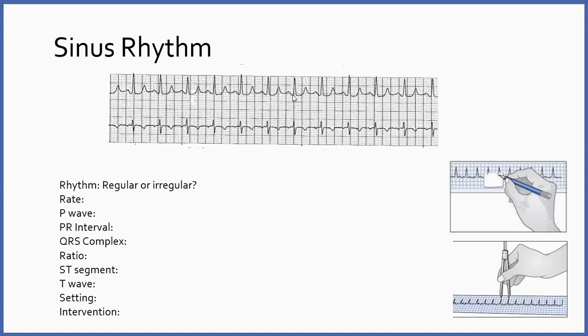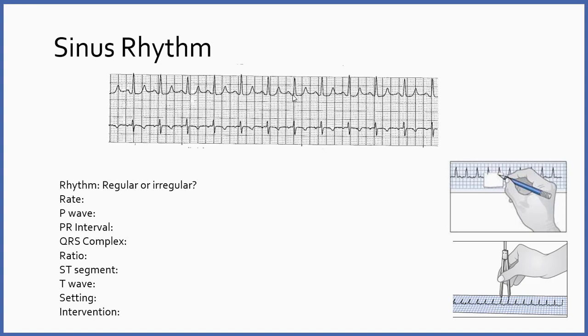So if it's 4.5 baby boxes, that would give me a PR interval of 0.18 seconds. Remember, each baby box represents 0.04 seconds. So 0.04 times 4.5, because I'm saying it's 4.5 baby boxes, equals 0.18. If you look at it and you say it's 5 baby boxes, that's fine. You'd have a PR interval of 0.20. Remember that a normal PR interval is between 0.12 and 0.2 seconds.